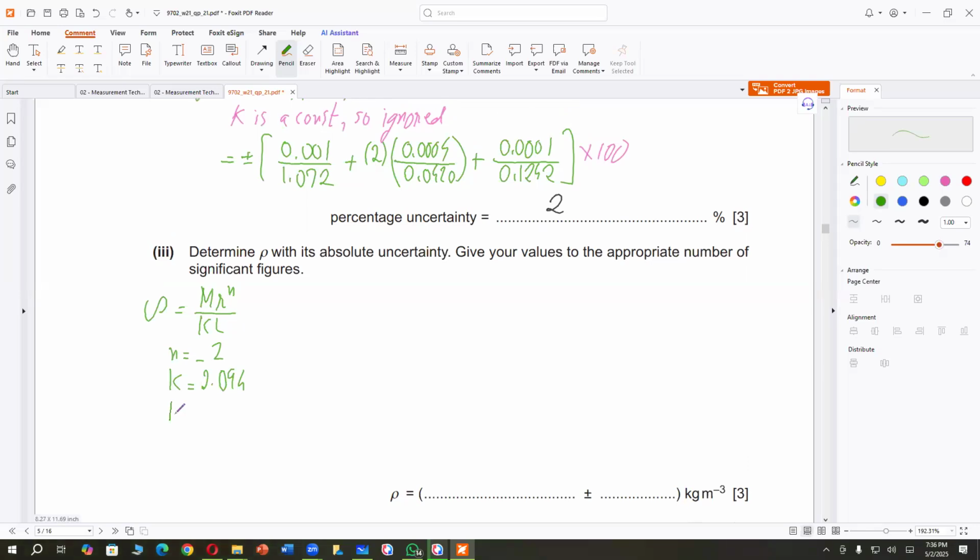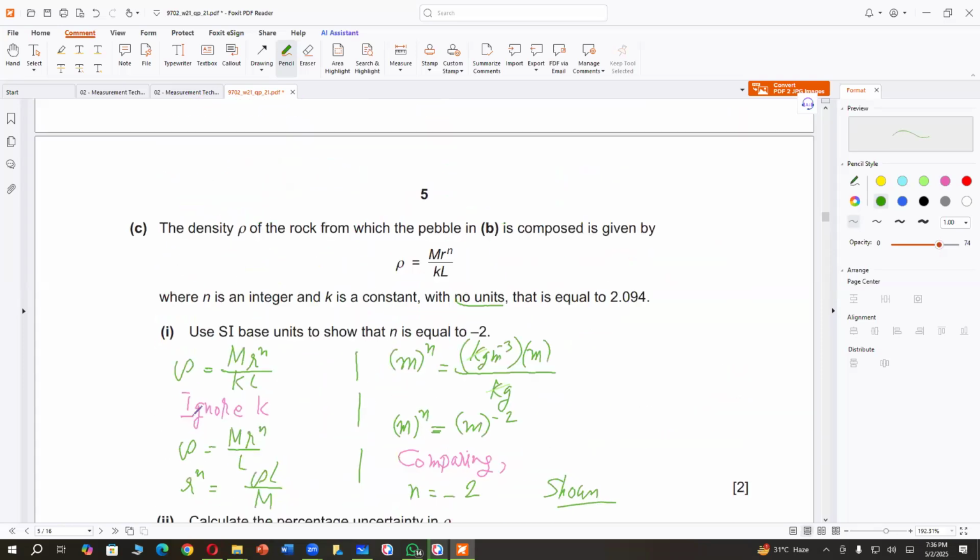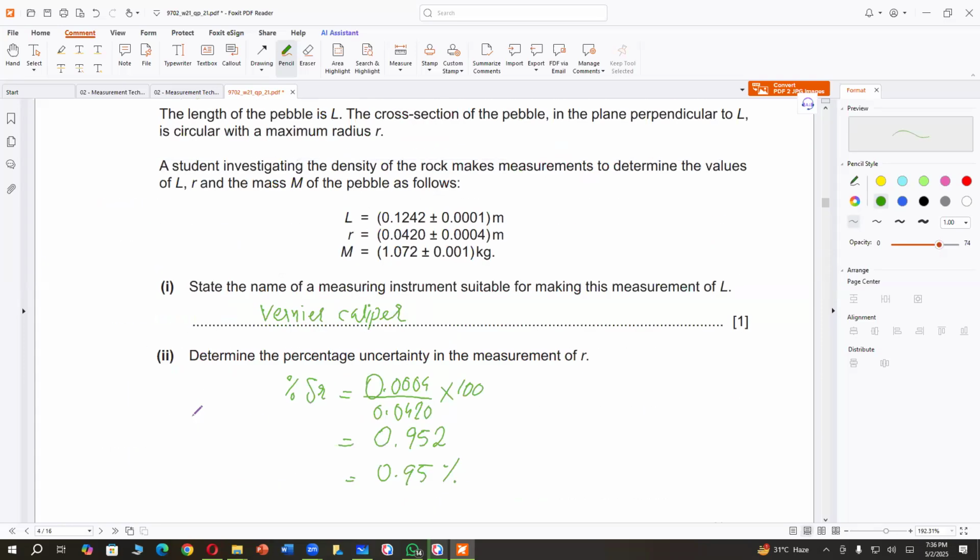Sir, can't we just do the uncertainty of ρ divided by ρ times 100 is equal to the percentage uncertainty and then solve it? This can be done, but we need to find the uncertainty first. I know you're right, but I have to find the absolute value also. But I don't have the value of density itself. I'm not finding the uncertainty.